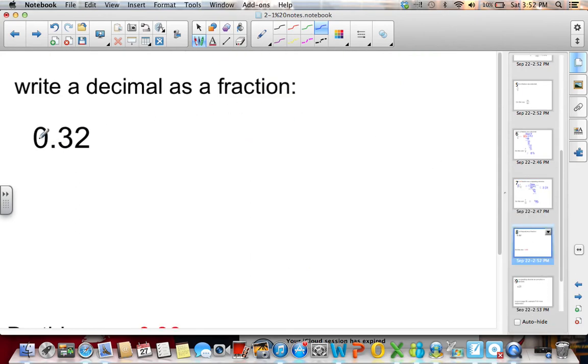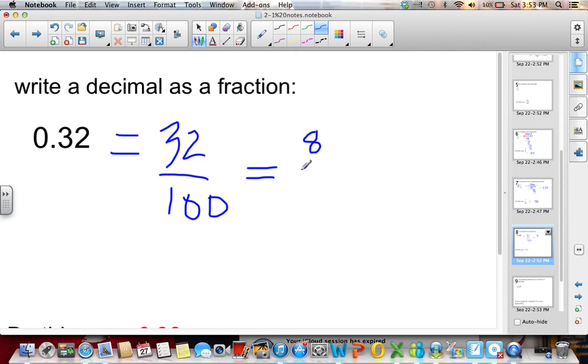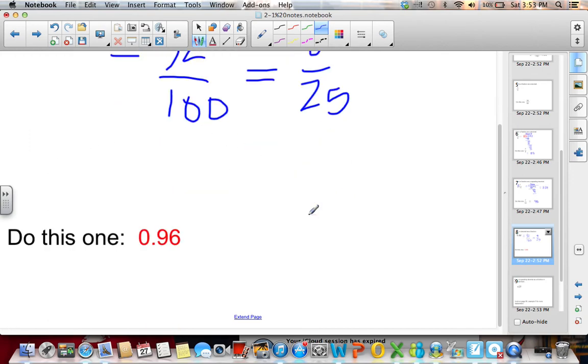Okay, write a decimal as a fraction. Well, how do we write 0.32 as a fraction? Well, we know that 0.32 is we would say 32 hundredths. So that's how we would write it as a fraction. But we know that it can be simplified more. I know in my head that, well, 32 and 100 can both be divided by 4. 32 divided by 4 is 8. 100 divided by 4 is 25. So our answer in simplest form, 0.32, is the same as 8/25.